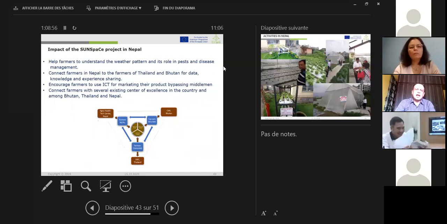And it will also help farmers to understand the role weather patterns play in pest and disease control and management. It will also connect farmers from Nepal, Thailand, and Bhutan for data sharing, knowledge sharing, and experience sharing. It also encourages farmers to use ICT for marketing their products, bypassing the middleman. And it will also connect farmers with several existing centers of the country, and with the Centers of Excellence among Bhutan, Thailand, and Nepal.